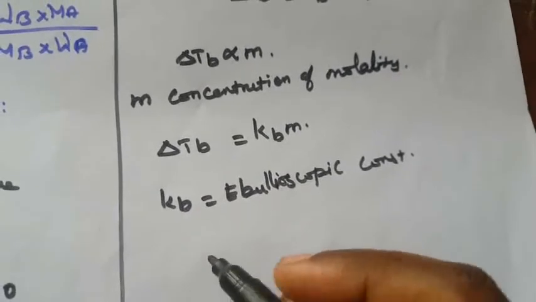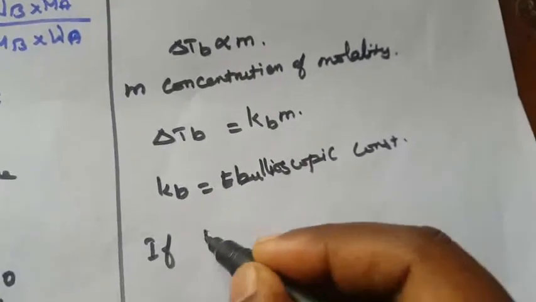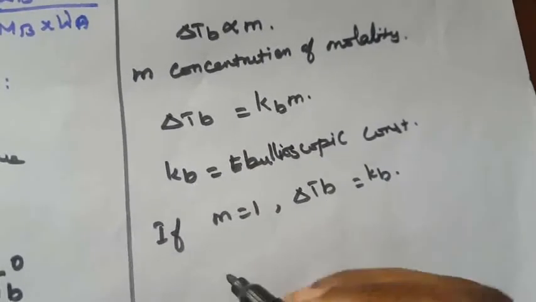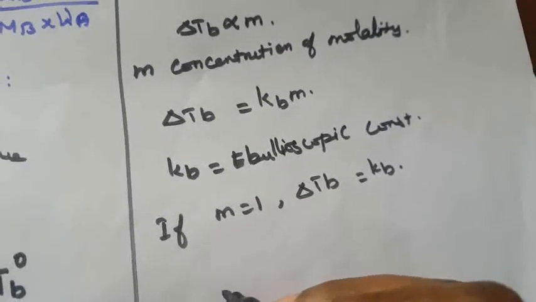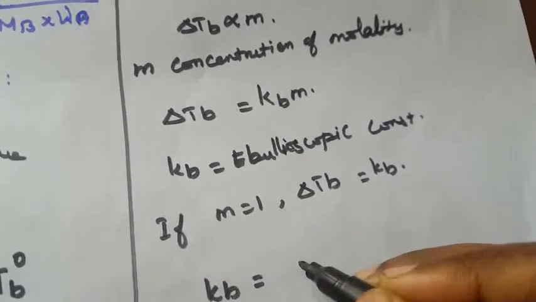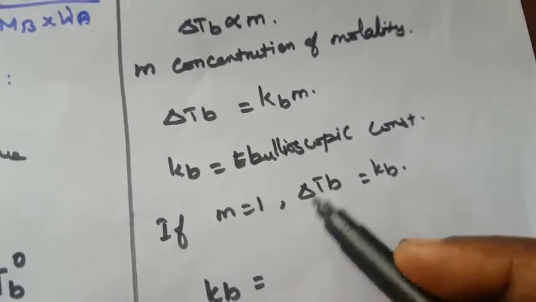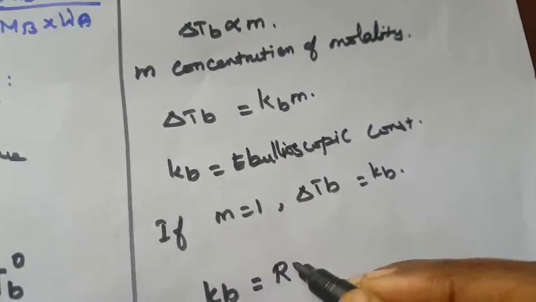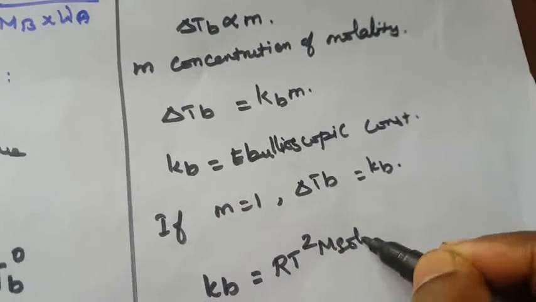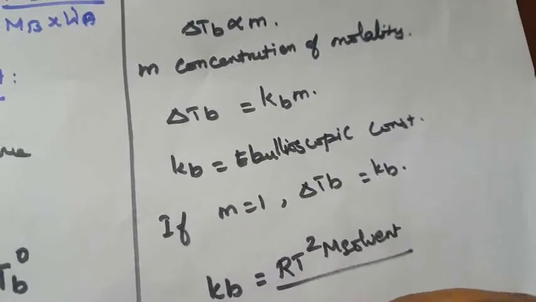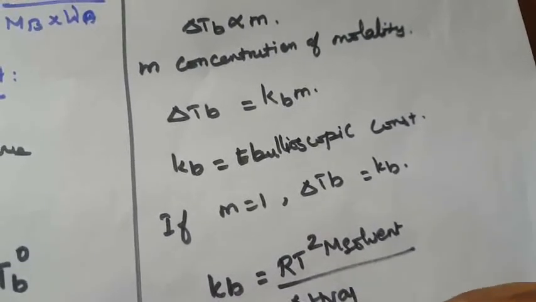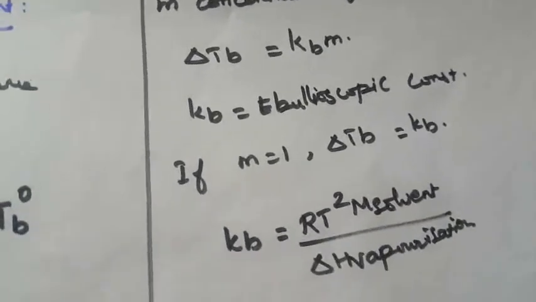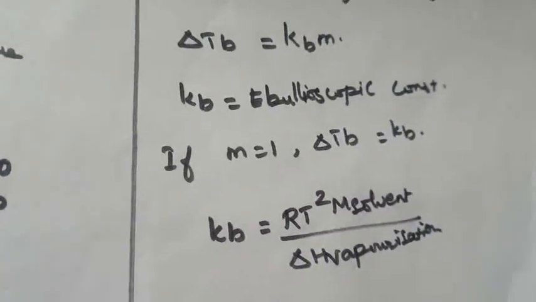If m is equal to 1, then delta TB is equal to Kb. So Kb is equal to the elevation. It is calculated by the following expression: Kb is equal to R T square M solvent divided by delta H vaporization. From this equation we can calculate the ebullioscopic constant, that is Kb.